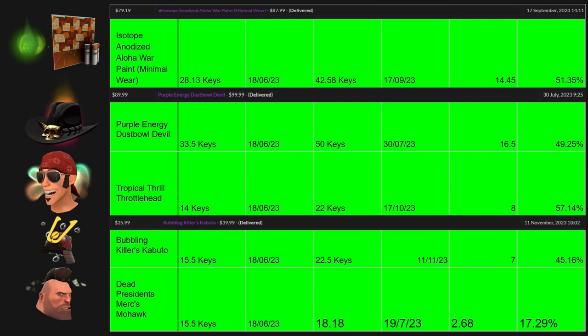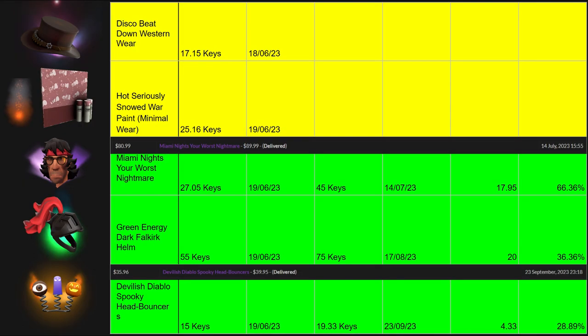Dead President's Merc's Mohawk. I forgot to actually write down that this sold when making this video. There's also a low tier effect on a high tier hat. The Merc's Mohawk has also fallen off since the introduction of the multi-class cosmetic crate. A pretty garbage hat, but a fast sale is always good despite a small return. Disco Beatdown Western Wear. A very nice engineer hat that I'm surprised hasn't sold yet, just a bit unlucky.